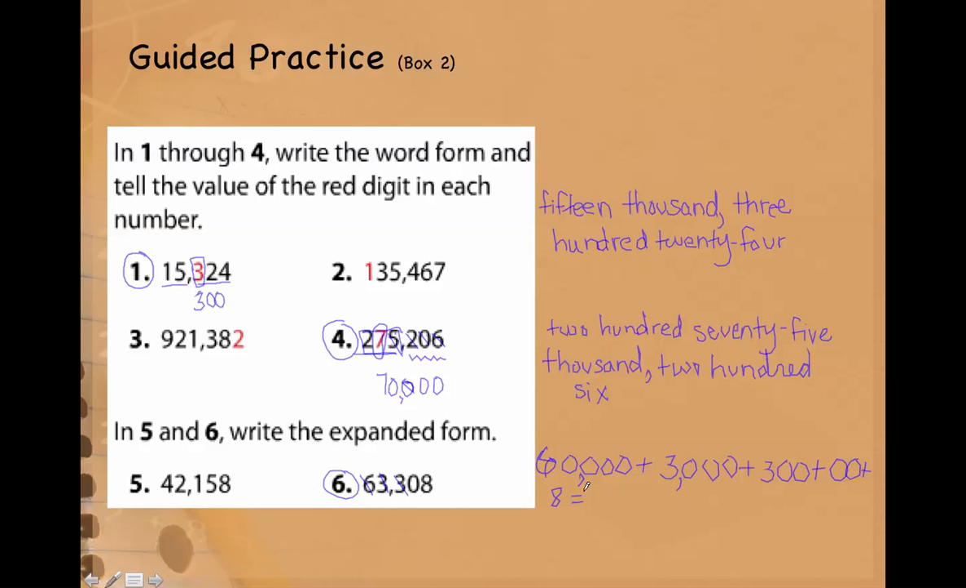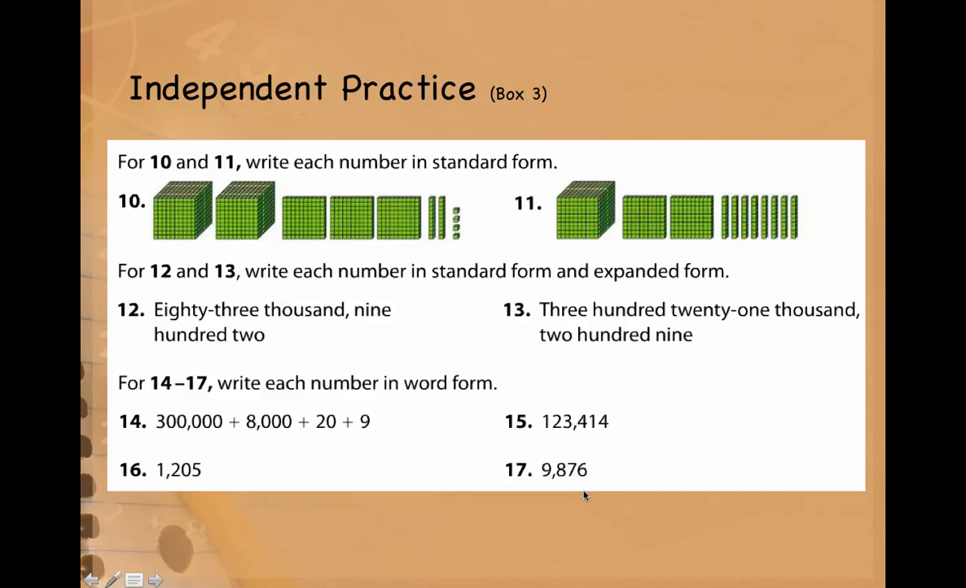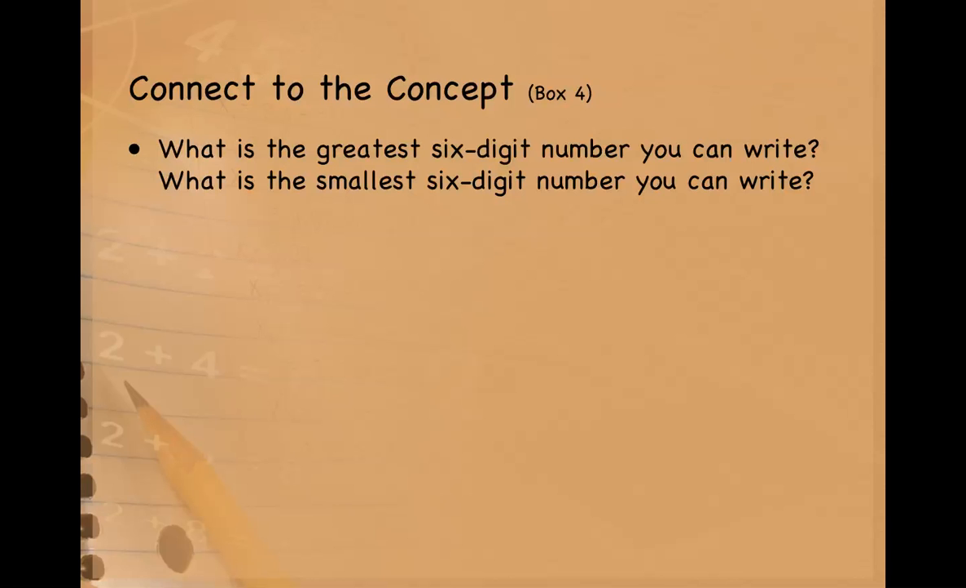Now it's your turn. Please do 10 through 17 on your own in box 3 of your homework sheet. And to connect to the concept, what is the greatest 6-digit number you can write, and what is the smallest 6-digit number you can write?